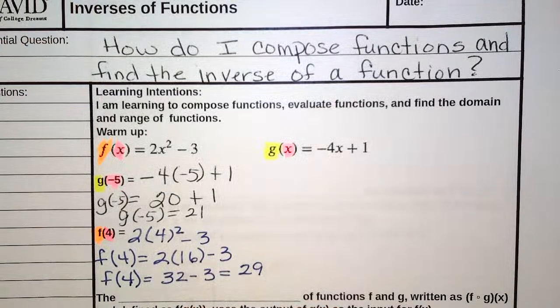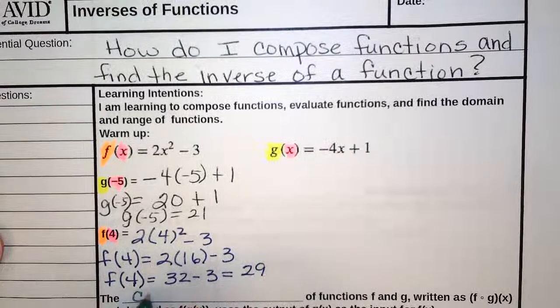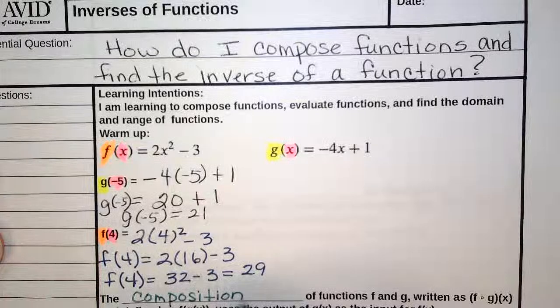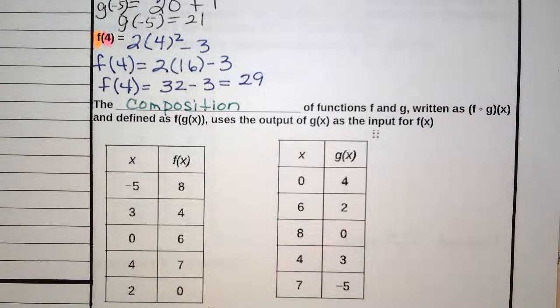Okay, the composition of a function f and g, written as f of g evaluated with x, is defined as putting the g value into f, and we use the output of g as the input of f. Kind of wordy, isn't it? The composition of functions: when you compose something, you're going to put something inside of the other. So we'll see how this works in reality.